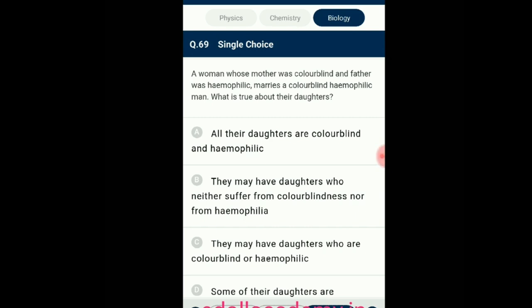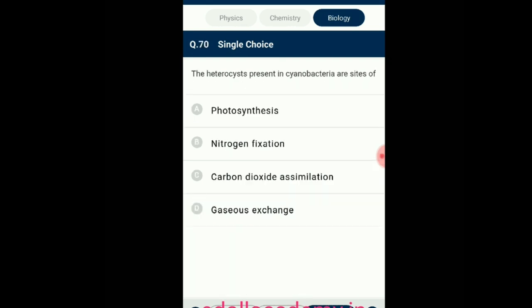The genotype of sons: X^C Y, colorblind, and X^H Y, hemophilic. So the answer for this question is option C. They may have daughters who are colorblind or hemophilic.